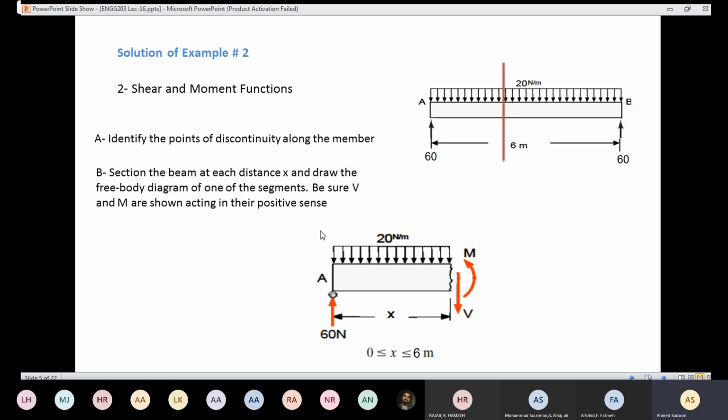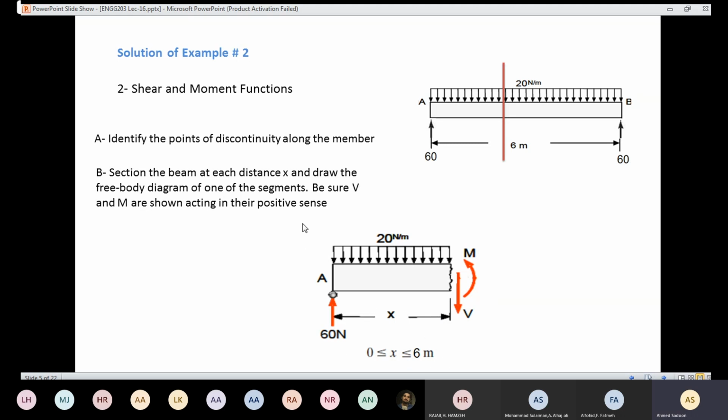If you are going to use the right part, of course, you could also use the left part or the right part. Here we choose the left part. In the left part, the shear is going to be positive down, and the positive moment is going to be counterclockwise. So do not forget this. And the distance is going to be x.